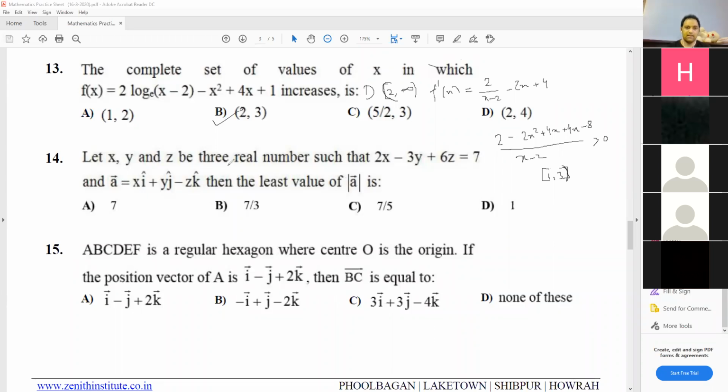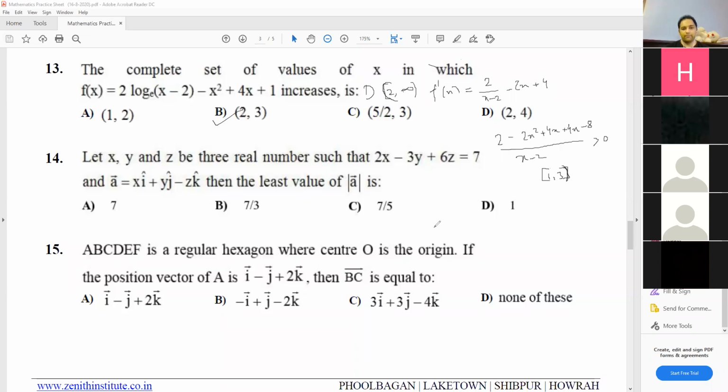Okay, 14. x, y, z are three real numbers such that 2x minus 3y plus 6z equals 7 and a equals xi plus yj plus zk, then find the least value of mod a. How do we do this? We need to find the perpendicular distance from the origin to the plane. Correct. Okay.